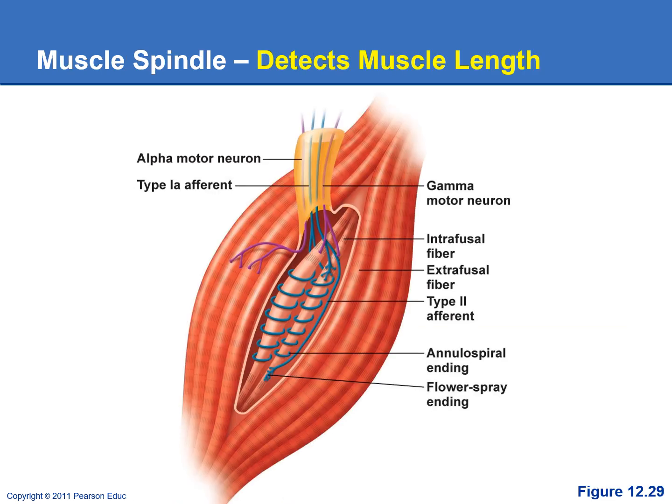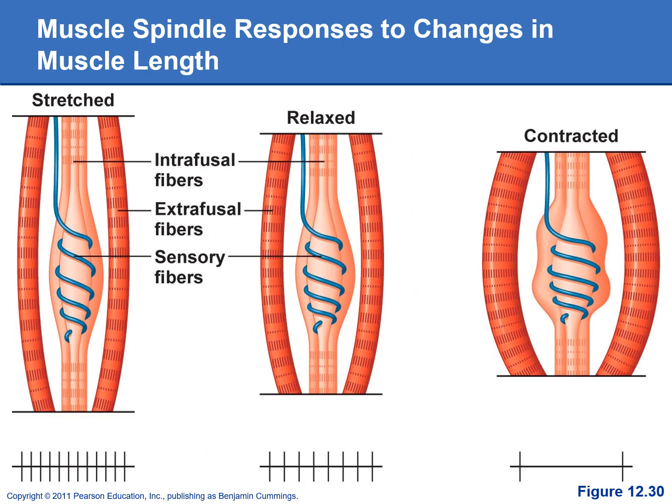Here's a picture of a muscle spindle. It's embedded inside the skeletal muscle, and it's composed of some specialized muscle cells, and wrapped around them you have the endings of a sensory neuron. Muscle spindle responds to changes in muscle length.